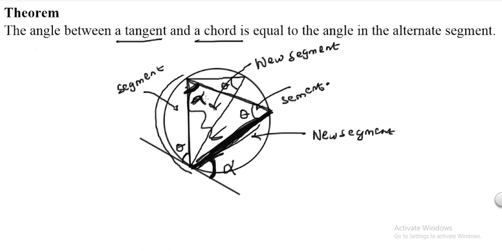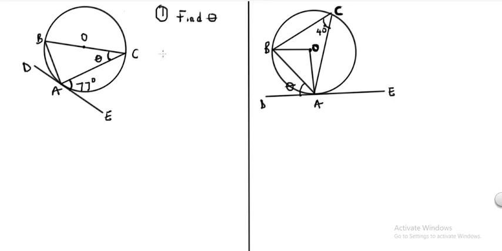So to really see this actually, let's look at examples. For the first example, you can try to pause the video and solve it yourself, before we jump into it directly. So what we have here is a tangent making an angle with a chord. As it makes an angle with a chord, we are told to find angle theta here.